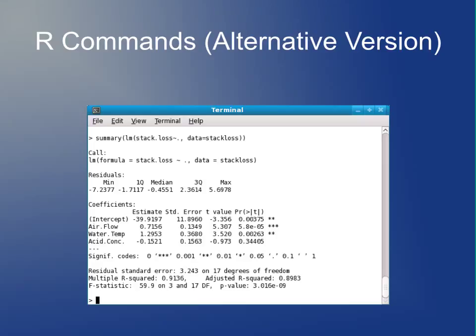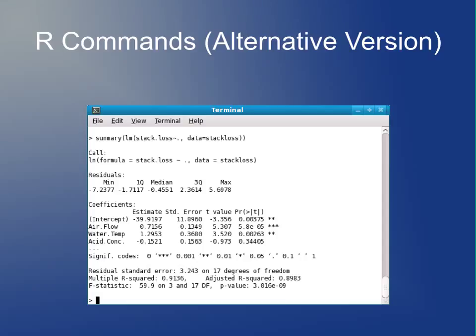So the p-value corresponding to airflow, which is the t-statistic, is the p-value for testing the null hypothesis that the coefficient for airflow is different from 0. So 5.8 times 10 to the minus 5, very strong evidence against the null hypothesis. We conclude that airflow has a positive coefficient and that higher airflow is associated with greater stack loss.